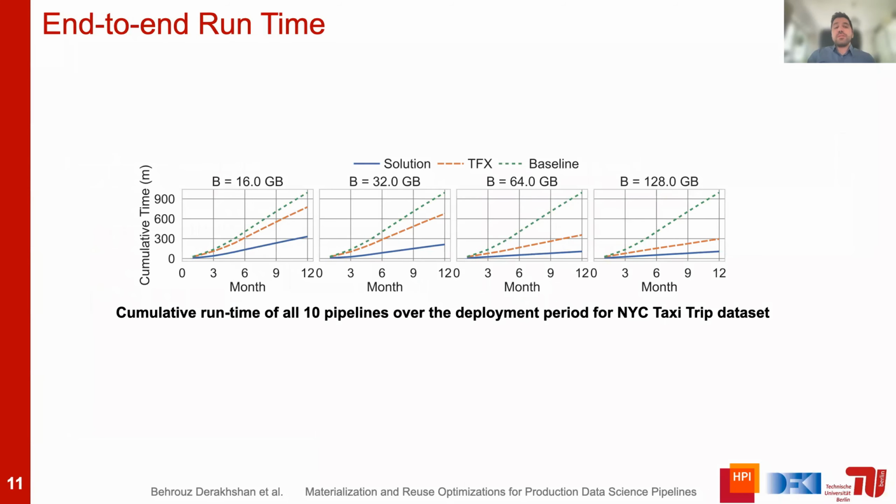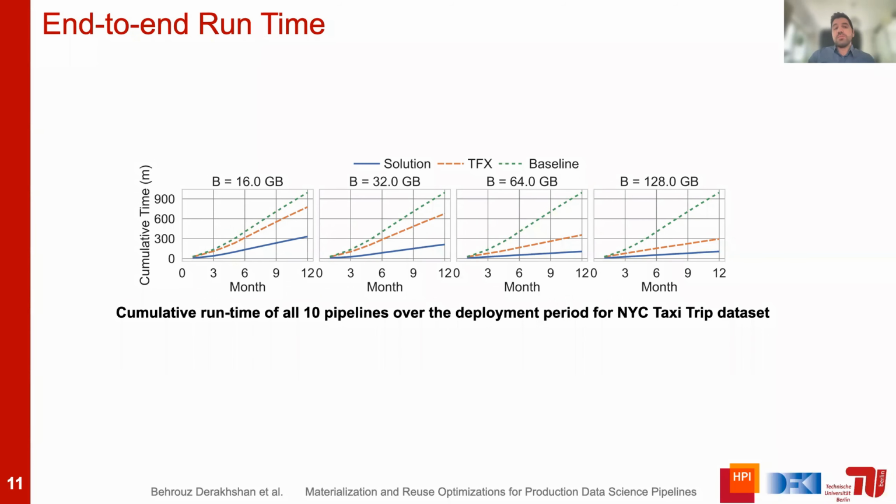In this experiment, we are reporting the cumulative runtime of all the 10 pipelines over the 12-month deployment period with different materialization budgets. When the budget is small, for example, 16 gigabytes, TFX performs as poorly as the baseline, since it does not select artifacts based on their materialization benefit. In contrast, in our solution, we try to materialize artifacts that have a large benefit. Furthermore, we share the computation of similar operators in the pipeline.